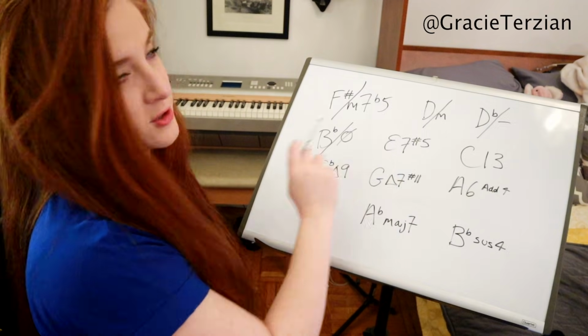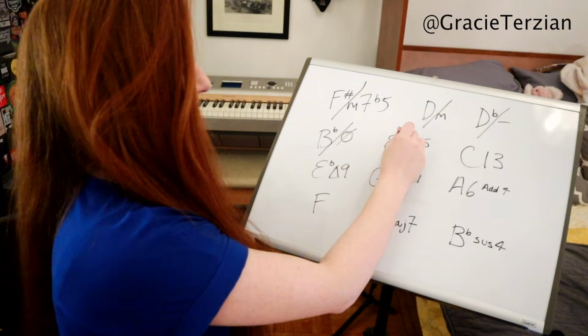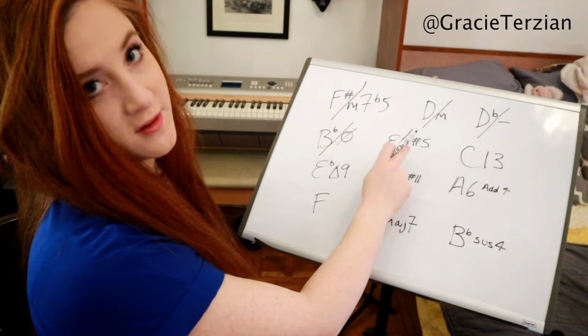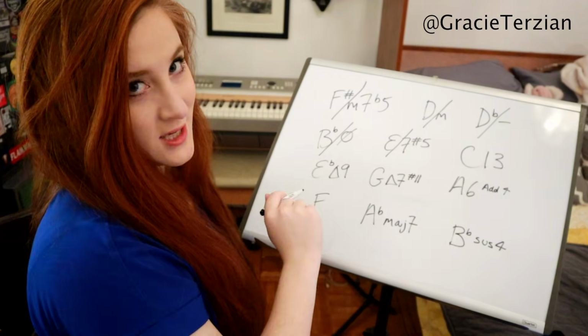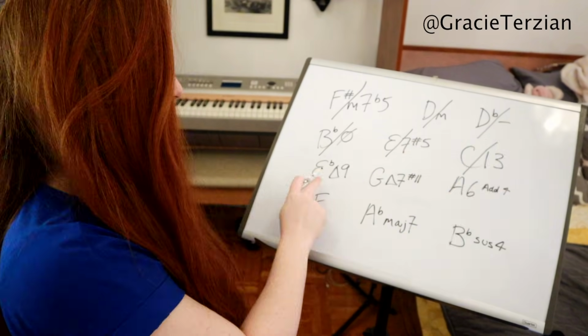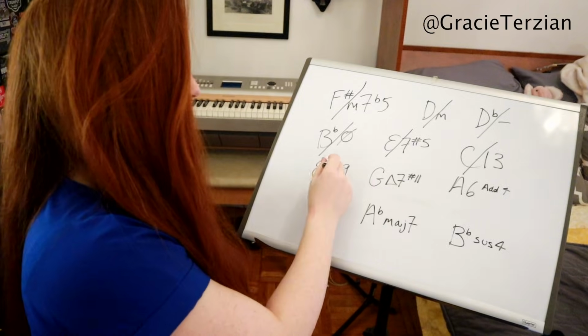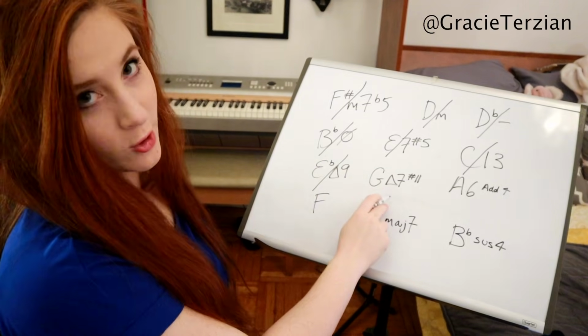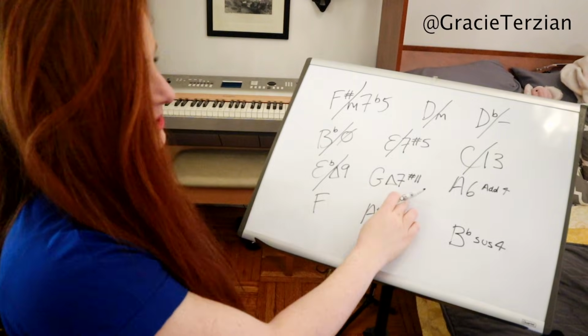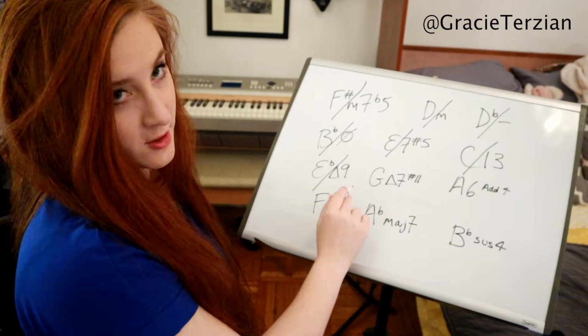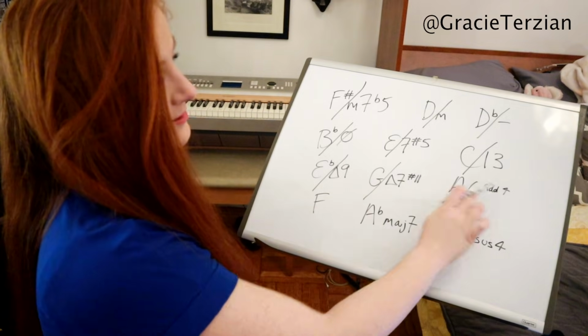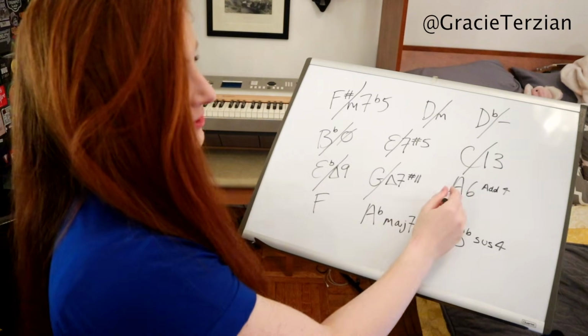What about for E7 sharp 5? Just the E is the root note. The 7 sharp 5 is the chord quality. What about for C13? The root is C. Okay, what about for E flat major 9? The root is E flat. By the way, a triangle means major. What about for G major 7 sharp 11? G is our root note. What about for A6 add 4? What's the root? The root is just A.